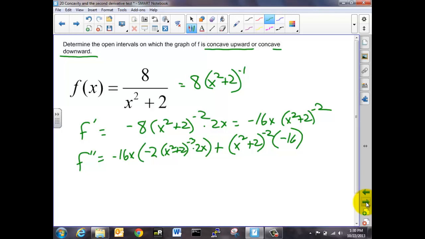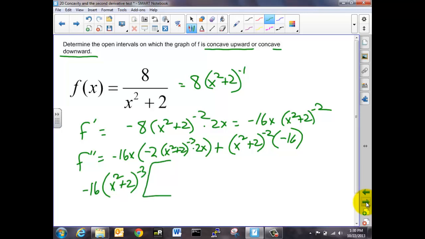To the negative 2 or negative 3? Negative 3. We want to take out the smallest one, negative 3. So we're going to take out an x squared plus 2 to the negative 3. I want to take out more than that. Take out a negative 16 also. That'll just keep my numbers smaller.